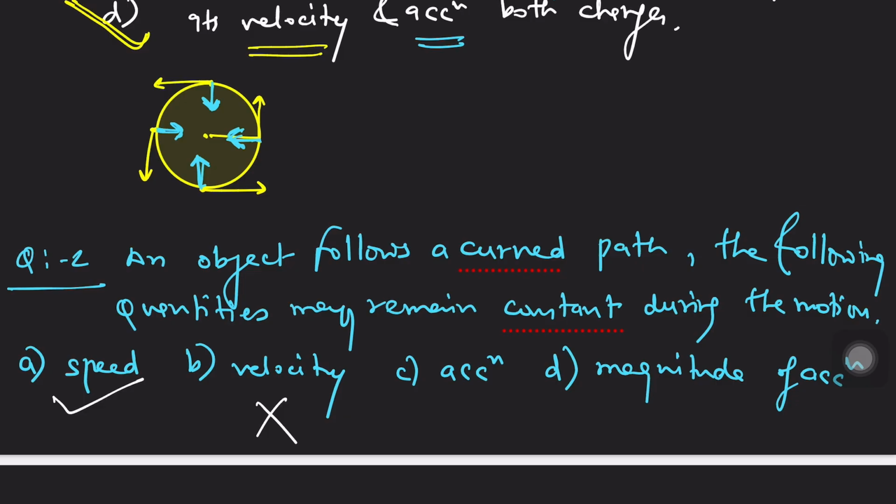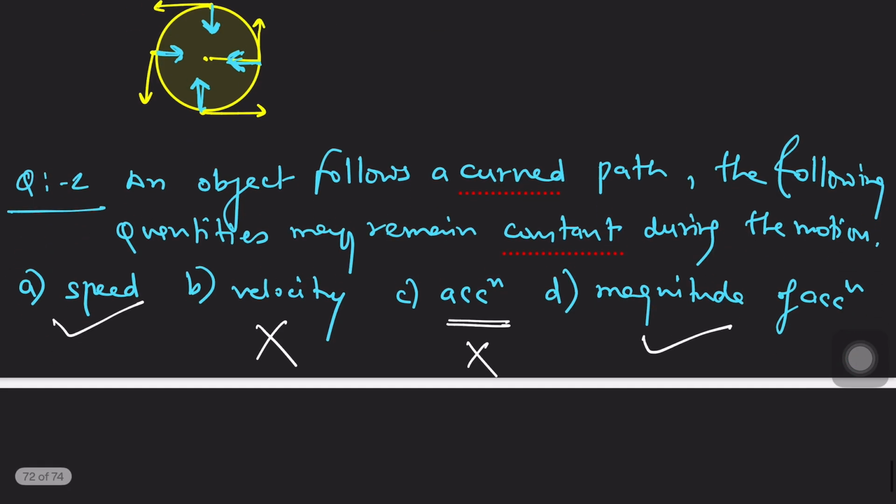So in that case we can say that acceleration as a whole, meaning direction plus magnitude, could not be constant. So that is not possible. Only the magnitude of acceleration could be constant, so this is correct. What we can say is A and D are the right options. I hope this problem is also settled.